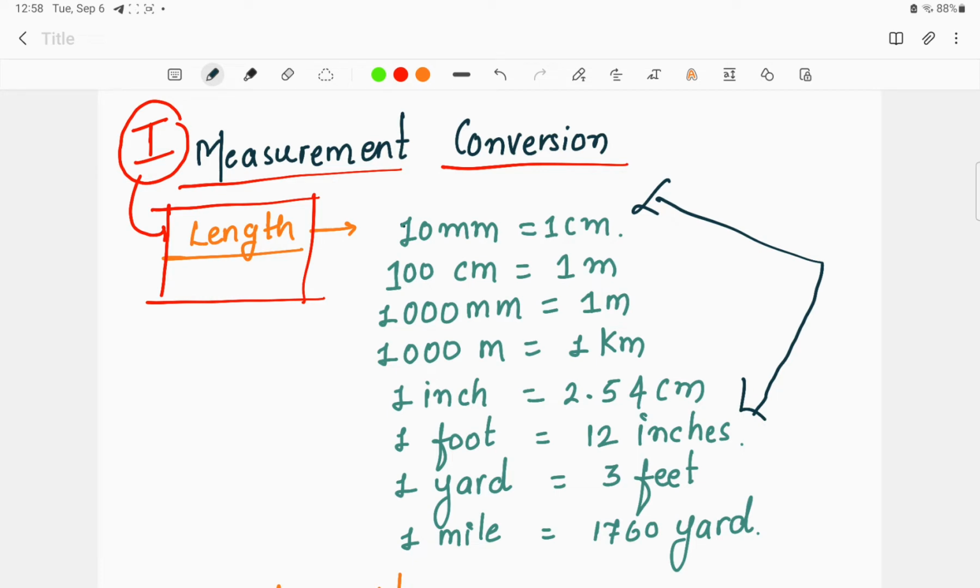Okay, 10 millimeter is converted into 1 centimeter. This is the equivalent, right? 10 millimeter is equivalent to 1 centimeter. 100 centimeter to 1 meter. 1000 millimeter to 1 meter. 1000 meter to 1 kilometer, and 1 inch to 2.54 centimeters and 1 foot to 12 inches. These conversions are important, right? This can be directly asked in the examination.